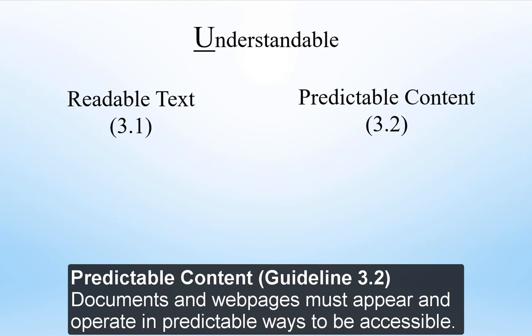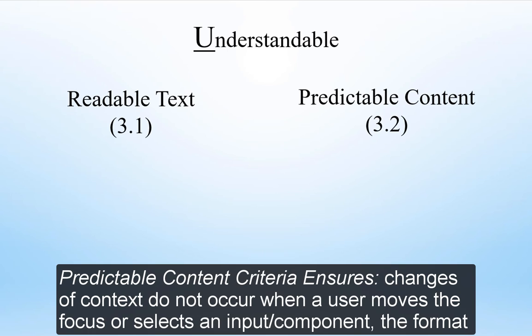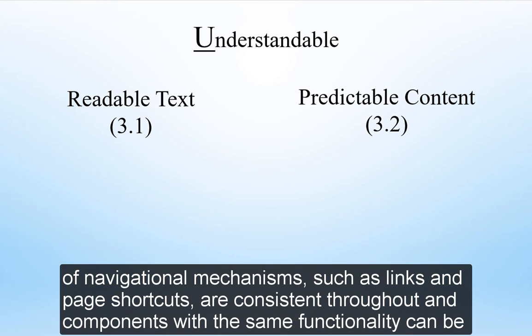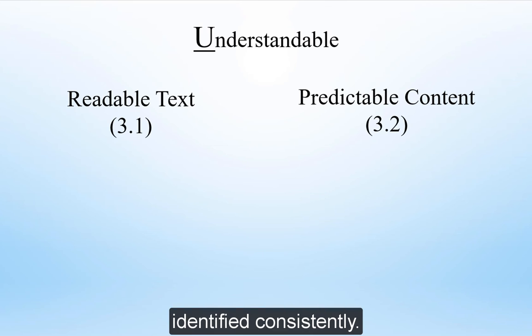Predictable content, Guideline 3.2. Documents and web pages must appear and operate in predictable ways to be accessible. Predictable content criteria ensures changes of context do not occur when a user moves the focus or selects an input or component. The format of navigational mechanisms such as links and page shortcuts are consistent throughout, and components with the same functionality can be identified consistently.